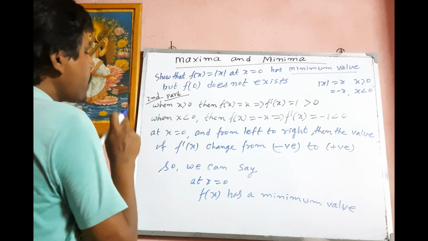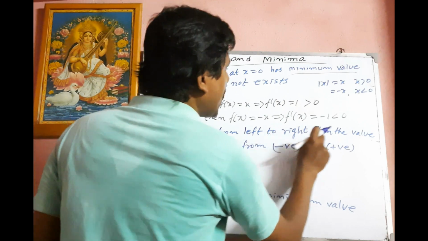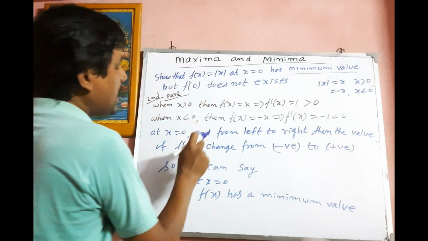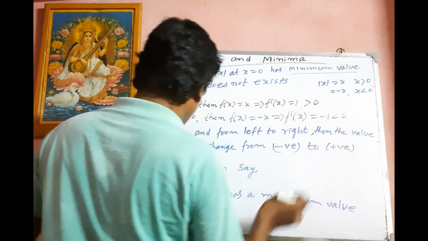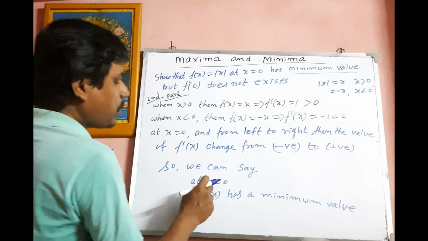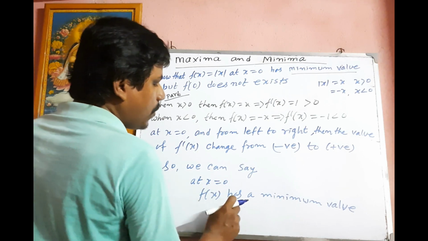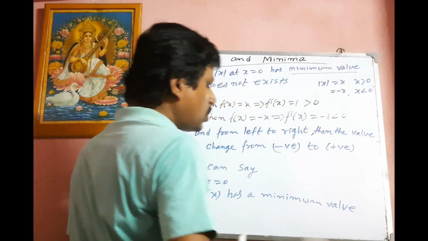So at the point x is equal to 0, from left to right, the value of f dash x changes from negative to positive. So in this condition, we can say that at the point x is equal to 0, f of x has a minimum value, which is our equation of minimum value.